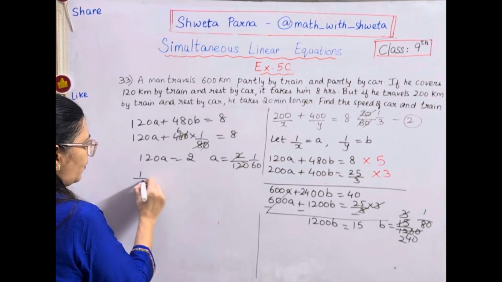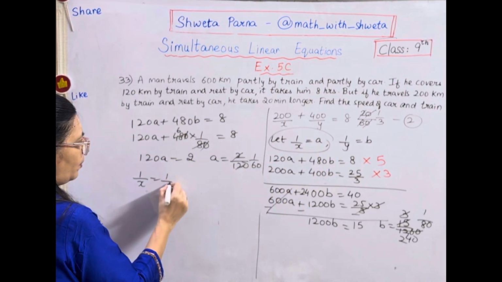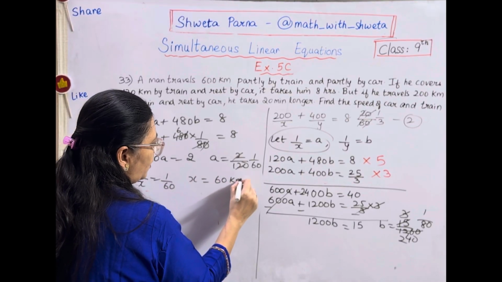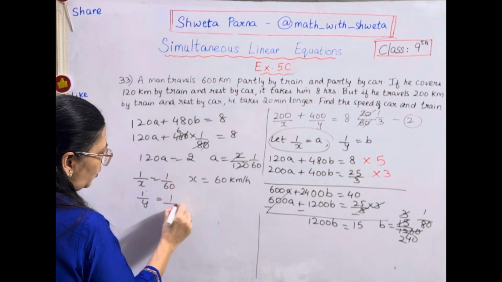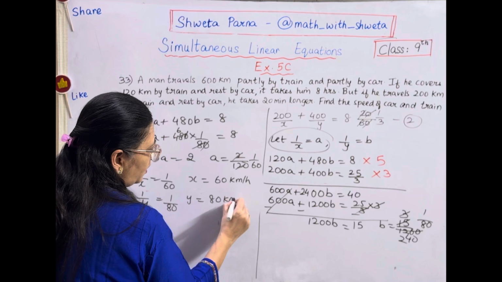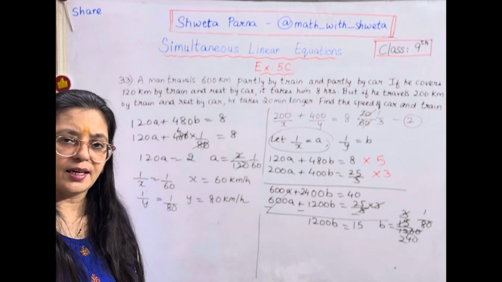So we say 1 upon x is equal to a, which is 1 upon 60. So x is equal to 60 kilometer per hour. 1 upon y is 1 upon 80. So y is equal to 80 kilometer per hour. These are the speeds of train and car.